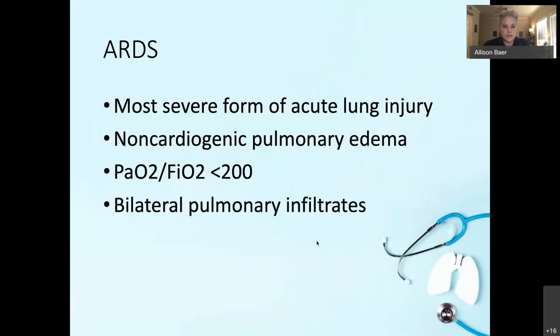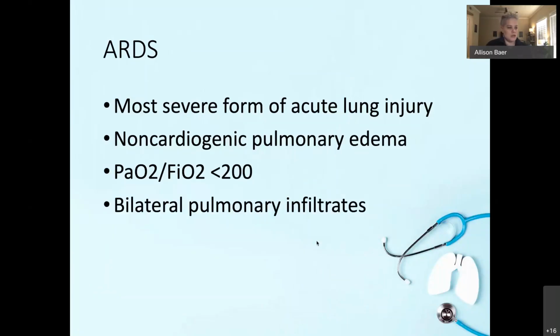So their lungs are very sick for some reason. Usually it's going to cause a non-cardiogenic pulmonary edema, like we talked about. Their lungs are so sick that they're filling with fluid. That PF ratio is going to be less than 200. And then they're going to have on the x-ray bilateral pulmonary infiltrates.